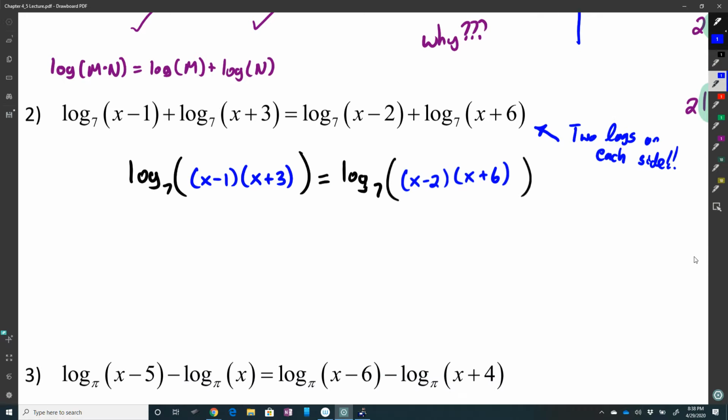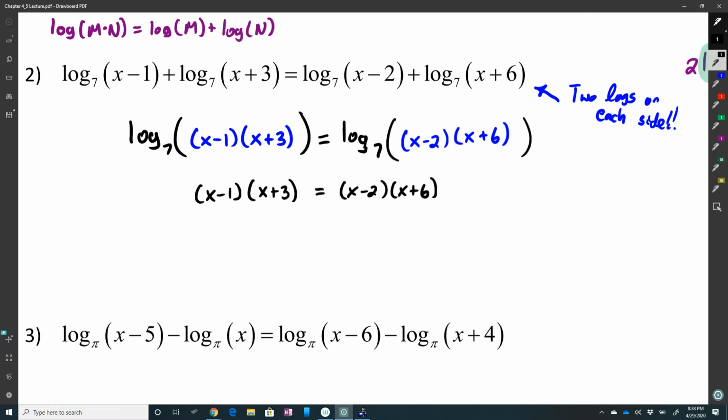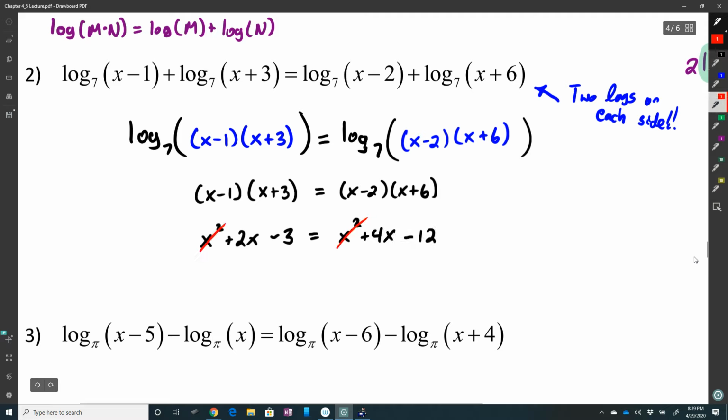So now I have one log on each side. So now the logs can go away. So I can drop my logs. And I'm left with a problem that's algebra. FOIL each side. So x squared plus 3 minus 1 is plus 2x minus 3. x squared plus 6 minus 2 is plus 4x minus 12. The x squareds go away.